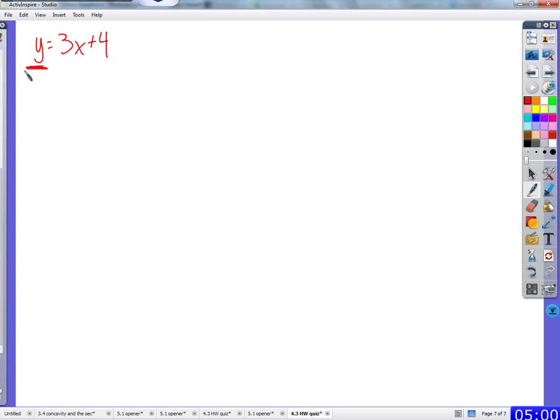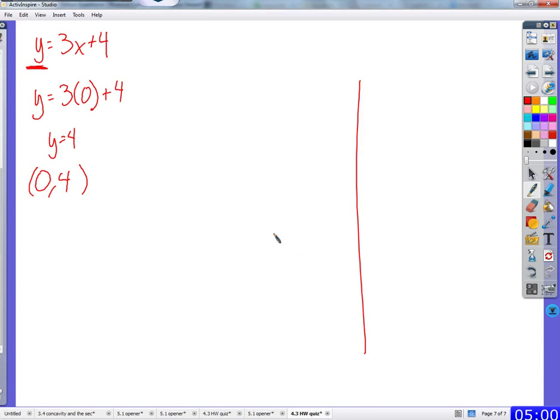The thing that we could do easily is plug a value in for x. The easiest one I could think of would be 0. Plugging 0 in for x would completely eliminate that x term, and it's going to be really easy to solve, you can see. y equals 3 times 0 plus 4, y is 4. So that gives us, what point does that give us? 0, 4. 0 for x, 4 for y. All right.